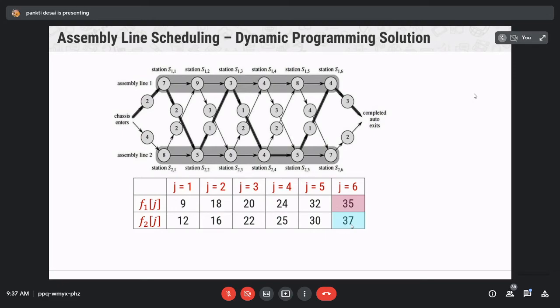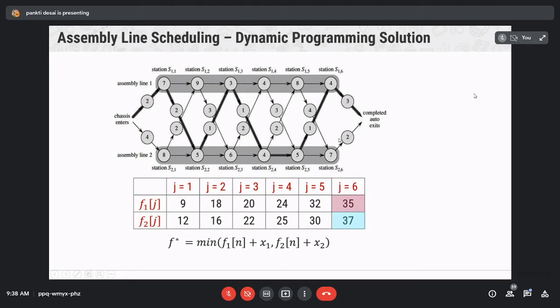What is F star? F star is the fastest time for the entire assembly. So with the use of this equation, find the value of F star. F star is equal to the minimum of F1N plus X1, where X1 is the time required to exit assembly line 1. It means the minimum of this station time plus the exit time of assembly line 1, and the minimum of this station time, that is F2N plus X2, the exit time for assembly line 2.